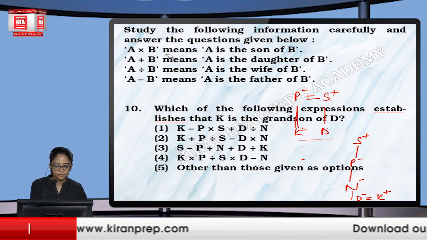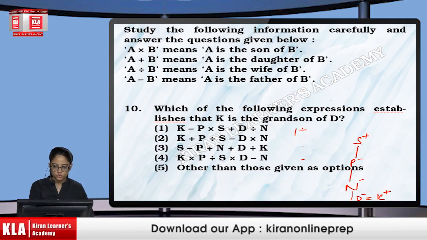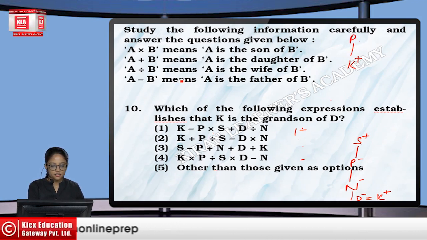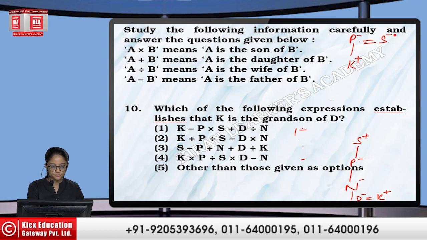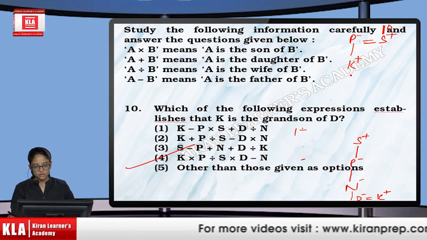Let's see the option number 4. Fourth is K plus K cross. Cross means son. K is son of P, and divide means P is wife of S. Next is cross. Cross means S is the son of D. So let's see, this is son, son is the grandson. So option will be 4th.